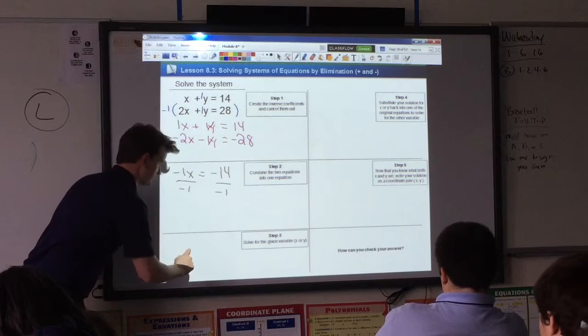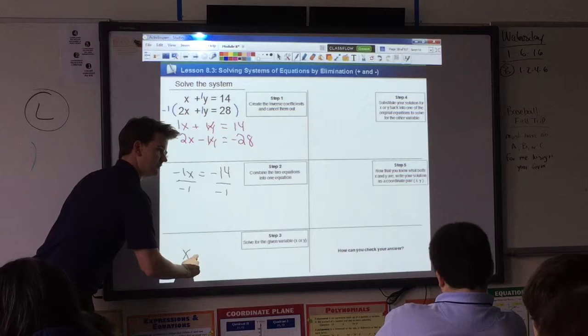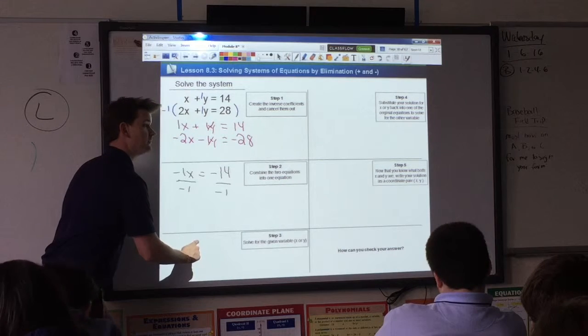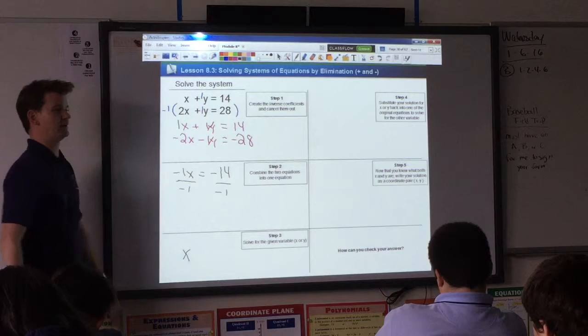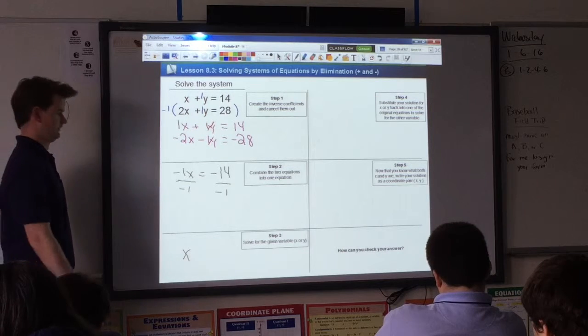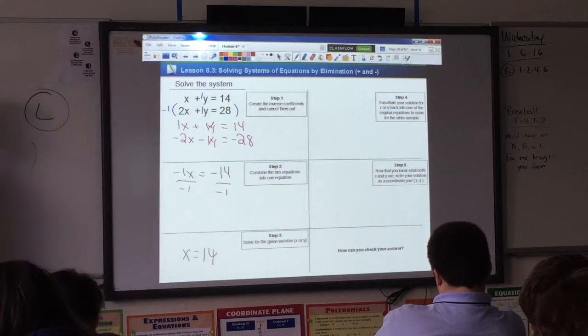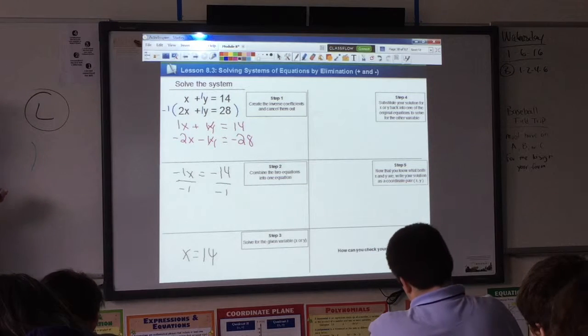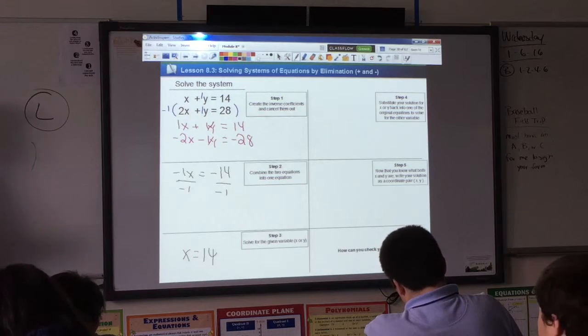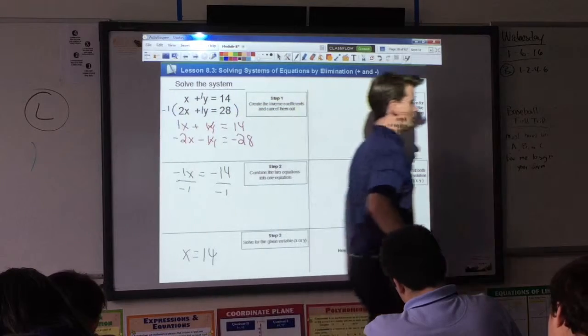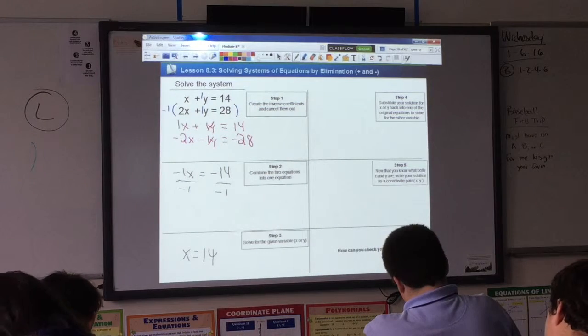These will cancel. And what's my solution? X is equal to, what's negative 14 divided by negative 1? 14. So X equals 14. Am I done? No, I have just half the answer. I have to go back and find the other half. So Viviana, Mabel, what would I do to go back and find the other half?